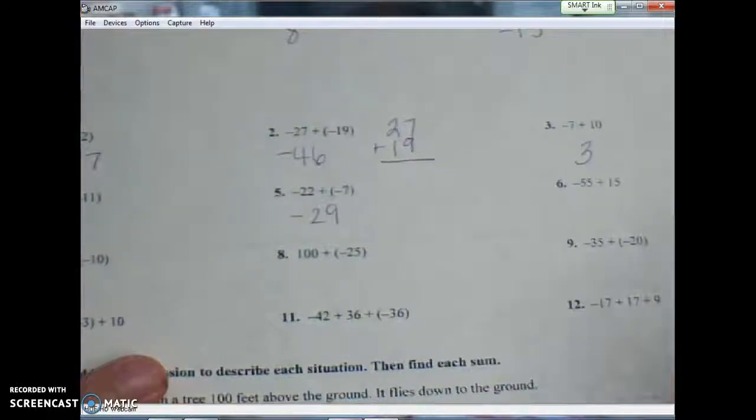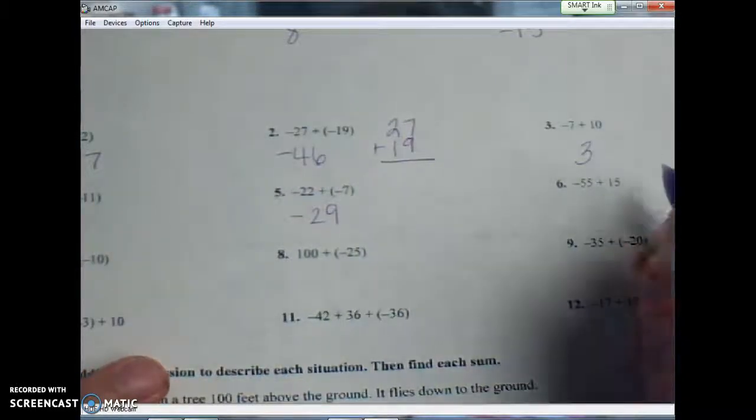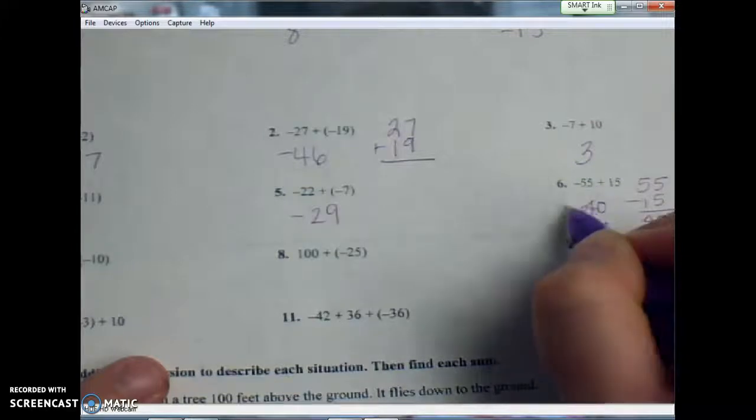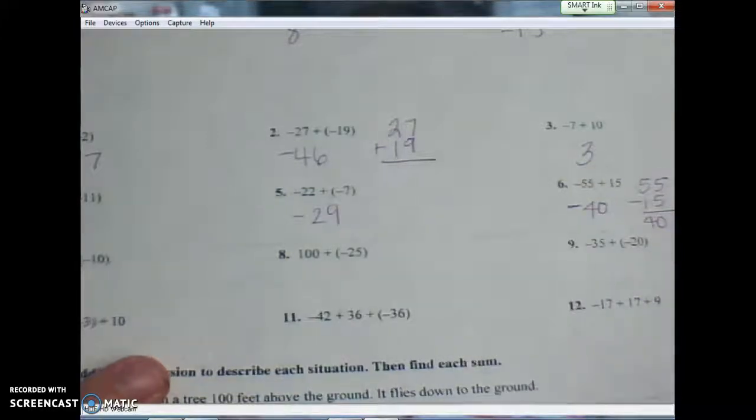-55 plus 15, I have a negative and a positive, so I subtract 55 minus 15. That's going to give me 40. And I see I have more negatives, so it's a -40.